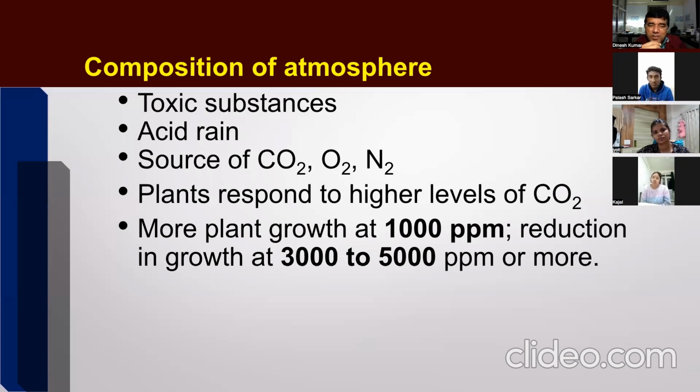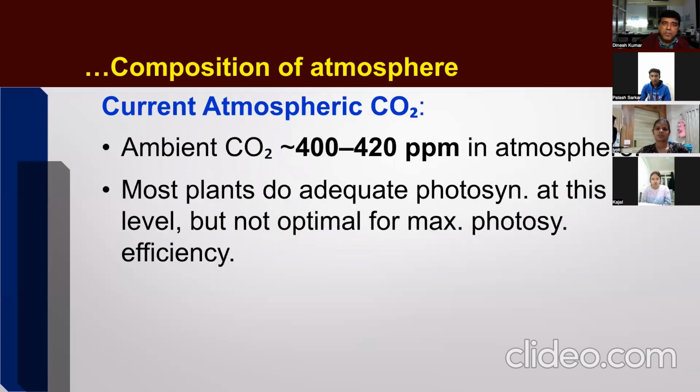You understand photorespiration. So now you see more plant growth at 1000 ppm, and reduction in growth at 3000 to 5000 ppm. Means there is a limit. If you go too high, there will be reduction in the growth of the plant. I am giving you exact values. As told by Kajal, ambient CO2 is normally 420 ppm. 400 to 420 ppm is correct in the atmosphere.